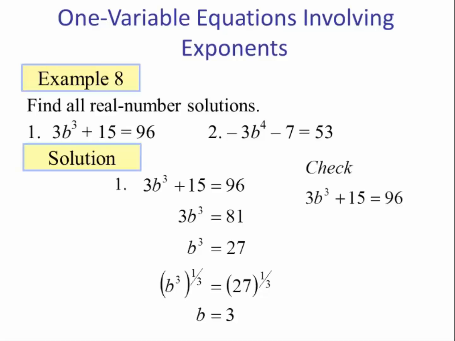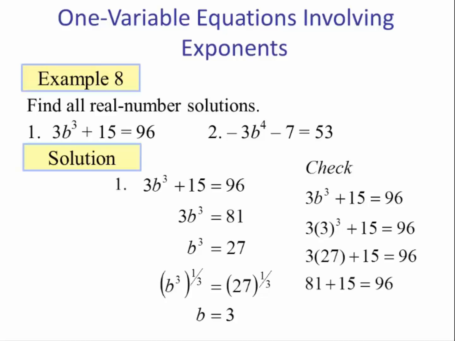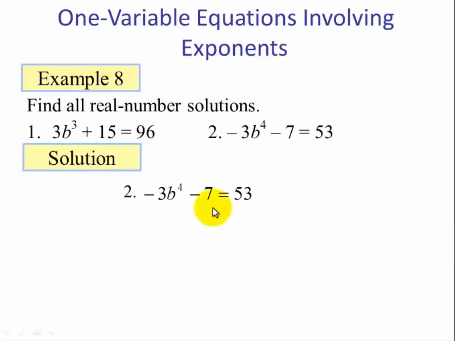To check it, we take 3 and we substitute it back into the original equation for our variable b. Now follow the order of operations. The left-hand side should equal the right-hand side, 96. So we cube first. We have 3 times 27 plus 15. Now we multiply: 81 plus 15, and that equals 96. So the left-hand side equals the right-hand side. It checks.